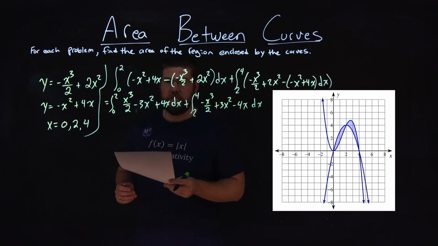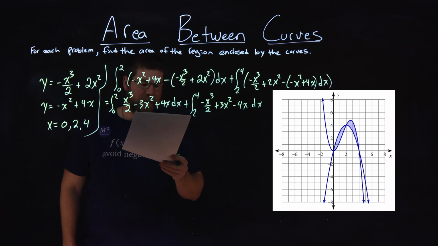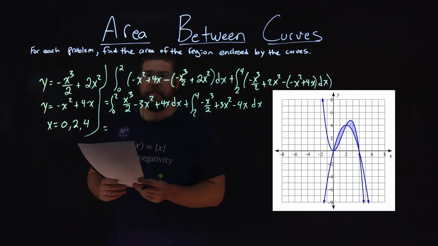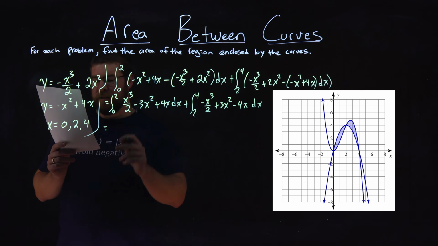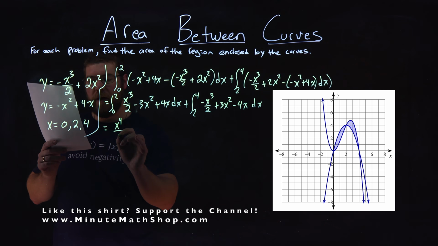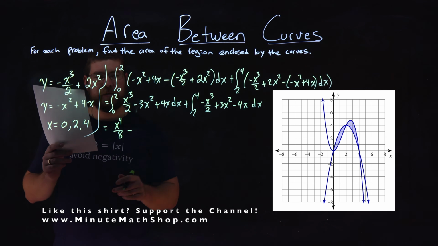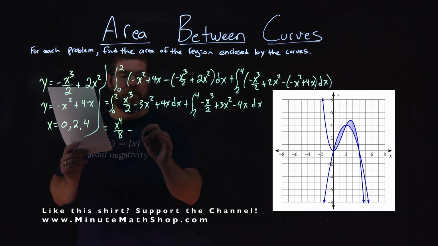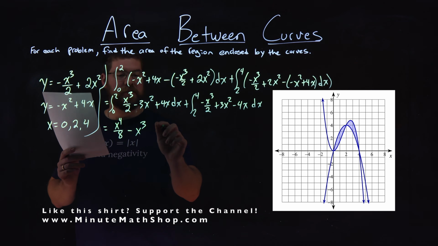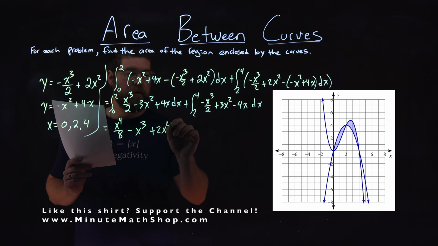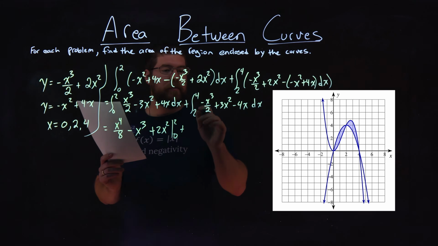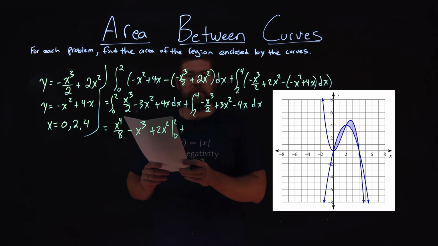Okay? So now from here, we need to find the integral of each one. Okay? So let's go do that. Well, the integral here of x cubed over 2 is x to the fourth over 8 minus integral of 3x squared is an x to the third power. And then the integral of 4x is a 2x squared. And this is integrating from 0 to 2. Same thing here, we integrate the second equation from 2 to 4.